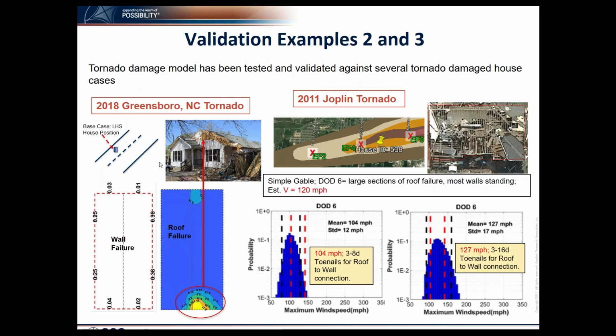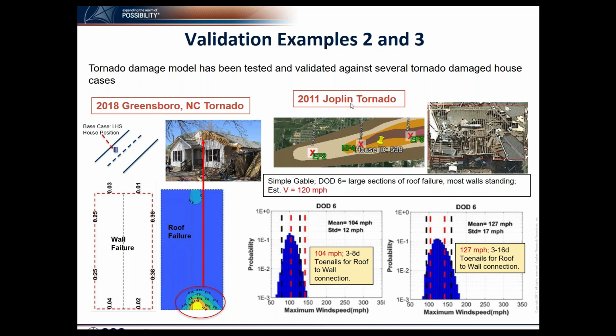The second one is the Greensboro tornado. We surveyed that tornado, and we know the position of the damaged house with respect to the National Weather Service track. It lost some portion of the roof and the side wall, and we also collected the connection details. Based on our runs, we found that roof failure probabilities are very high in this area, and the wall failures are higher in this area.